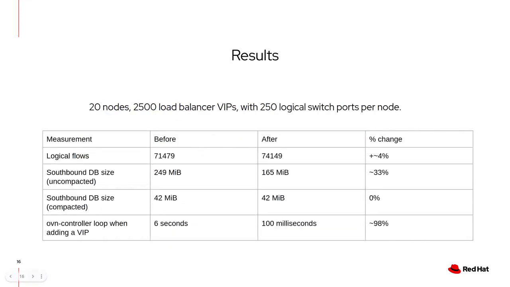Here are some results for a test that used 120 nodes, 250 logical switch ports per node, and 2,500 load balancer VIPs. The total logical flows went up, much as expected, since the single logical flow per data path increased. However, the total size of the southbound database went down due to interactions with data path groups that I didn't go into previously. But the stat to really check out here is the OVN controller recalculation time. It went down by about 98% from this one change. It's definitely a case where the increase in logical flows was worth it.